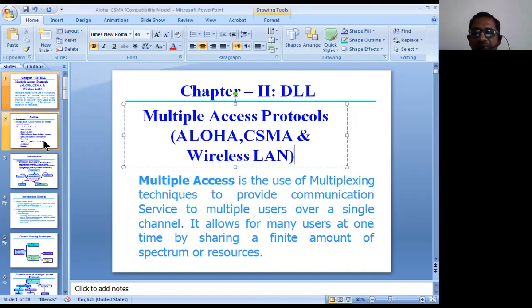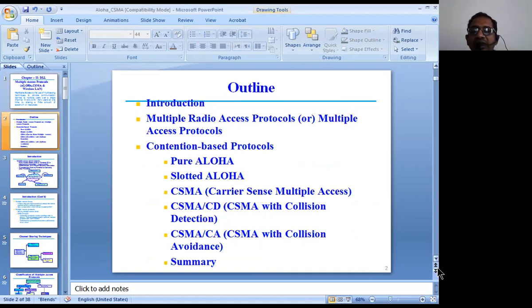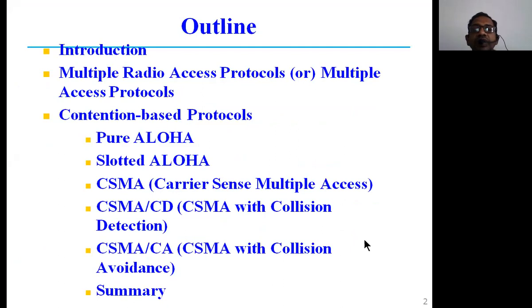In the multiple access techniques, we will go through various concepts. The first one is going to be the introduction part. The introduction deals with what these multiple access protocols are all about. Then multiple radio access protocols or multiple access protocols.